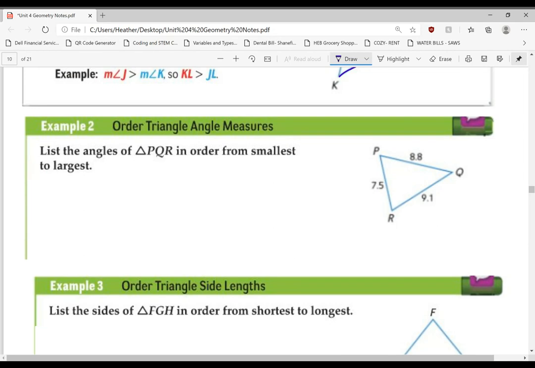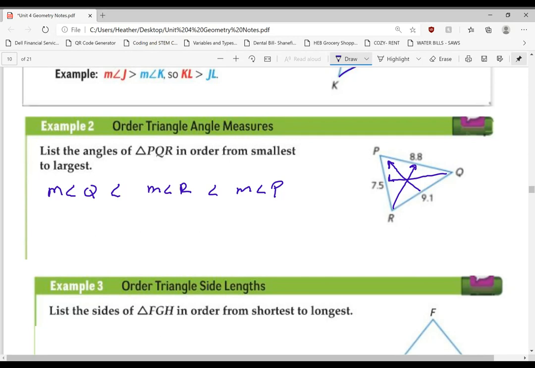Example 2 says list the angles of triangle PQR in order from smallest to largest. So remember, since the sides correspond to the angles, look at all these angles here. That means the smallest angle is going to be opposite the smallest side. So the measure of angle Q is less than the measure of angle R, which is less than the measure of angle P.